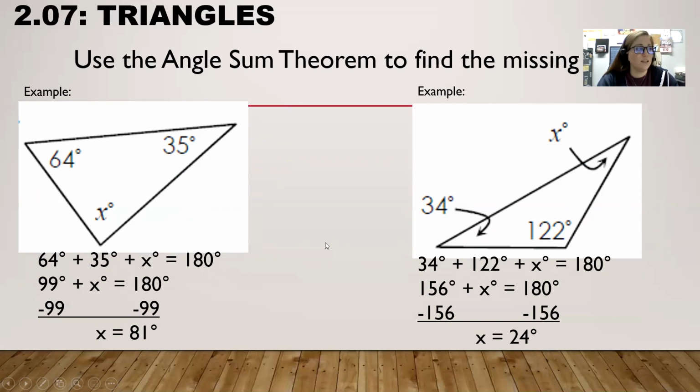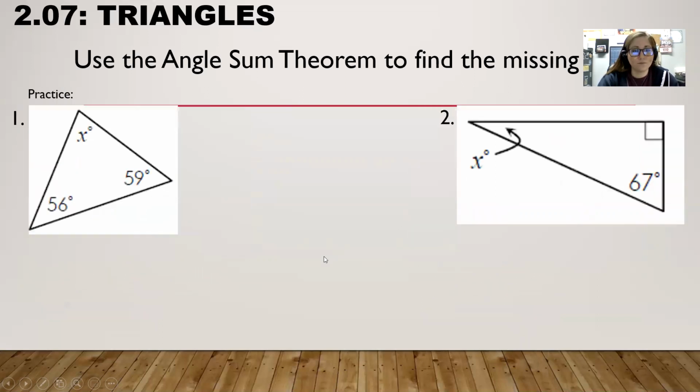All right, let's look at some more examples. So we've got this first triangle here. We've got two angles that are listed as 56 degrees and 59 degrees. So we're going to do the same thing. We're going to set up that equation. We would do 56 plus 59 plus x is equal to 180 degrees.